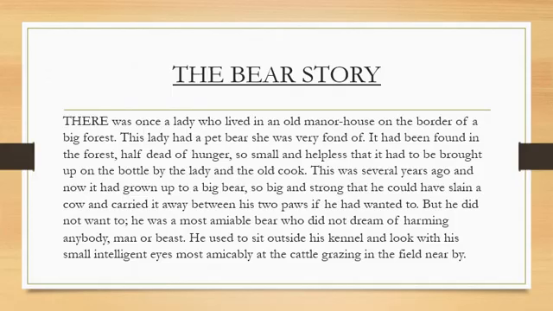He used to fling himself on the branches of the tree. He used to enjoy with them. Okay, so that's what they are saying here, that he used to sit outside his kennel and look with his small intelligent eyes most amicably at the cattle grazing in the field nearby. So he used to enjoy all these things. He used to sit by his kennel quietly and enjoy all these things.